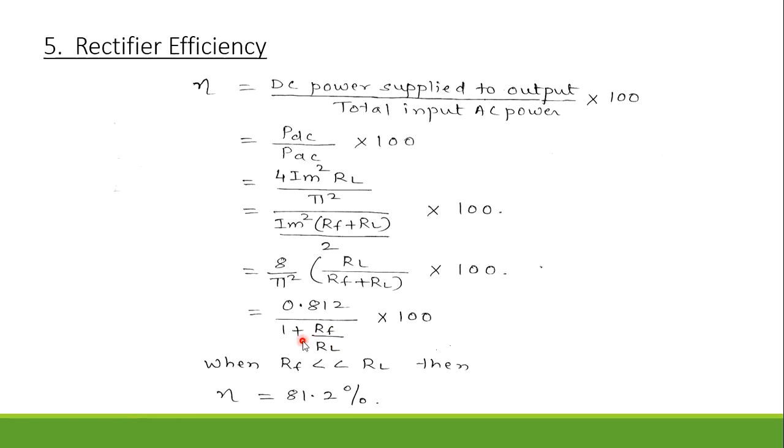Now in this equation, if RF is very small compared to RL, then this term is nearly 0. So the efficiency is equal to 81.2%, and this efficiency is quite large. We say that the performance of the full wave rectifier is quite high, or quite good, as compared to other rectifiers like the half wave rectifier.